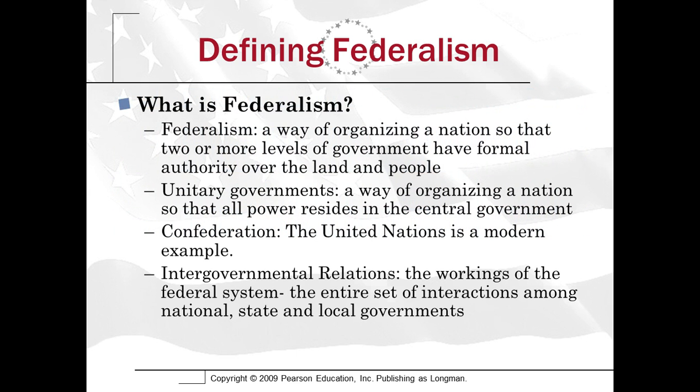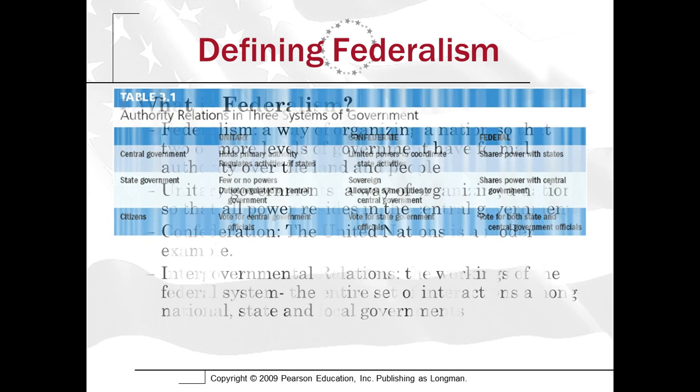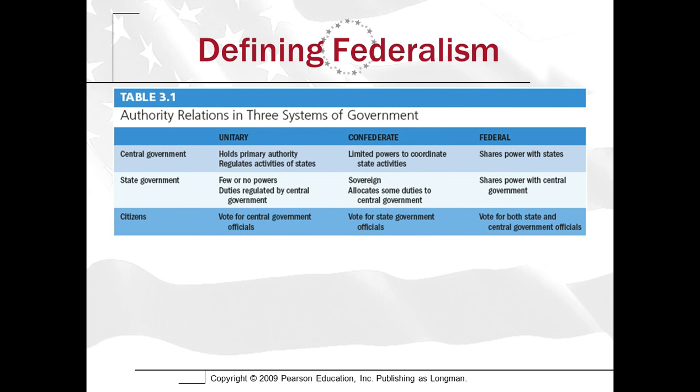Another term to know here is intergovernmental relations. And that means, how do the two levels of government interact? How does the national government interact with the state government? There's also local governments, of course, and how do they all interact? We're going to be talking about that a lot as this chapter goes on.